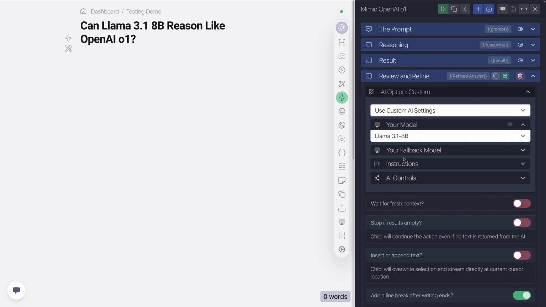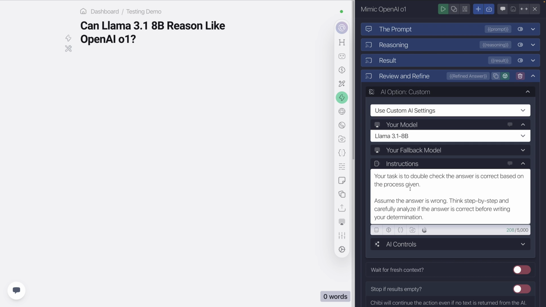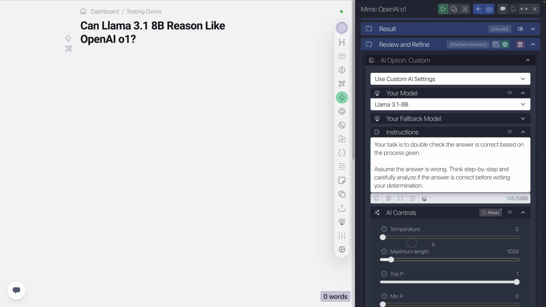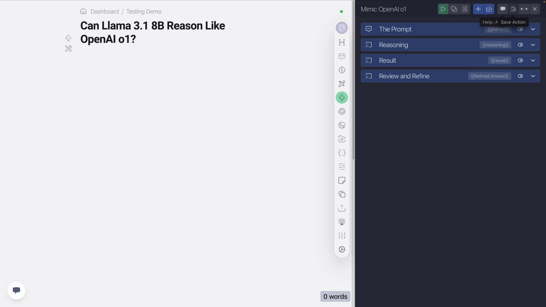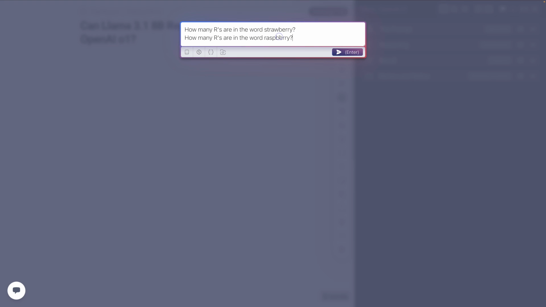So let's go to instructions, and it's just the same thing. We're just trying to make sure that it's only reviewing the answer. We'll go into the controls, it's again set to zero. We want everything to be without any creativity in it, right? Okay, so we've got it all set up, and now it's time to see if it can answer how many R's are in the word strawberry. So I'm just going to clear this one out.